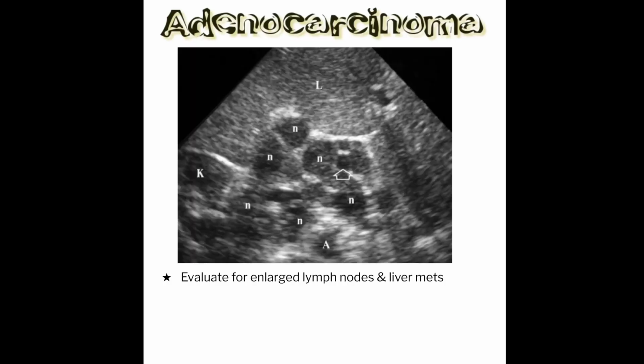If a patient is suspected of having adenocarcinoma on your examination, then you want to make sure that you are also evaluating for enlarged lymph nodes and liver mets. All of these structures labeled with an N are nodes at the porta hepatis. We have the liver anterior. We can see part of the right kidney here, and we can see the aorta in the distal part of the picture. So here is our pancreatic mass, and we have metastatic nodes surrounding.